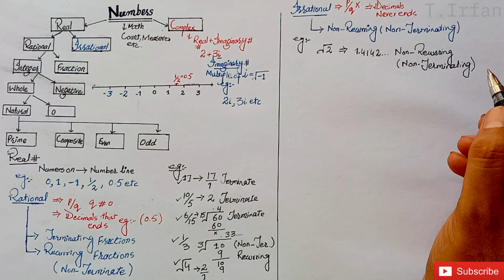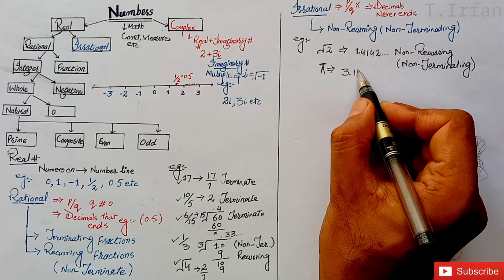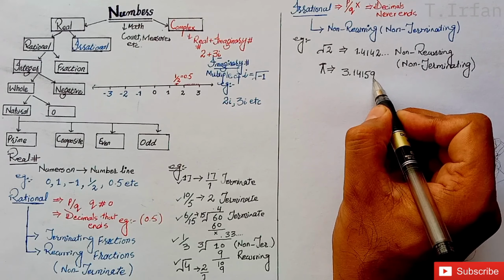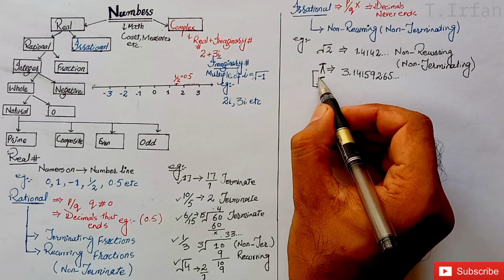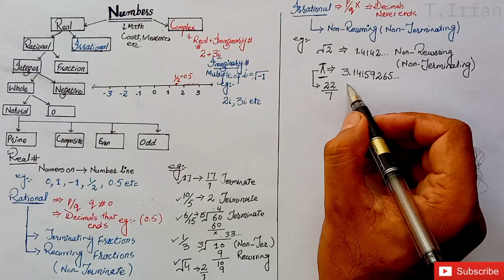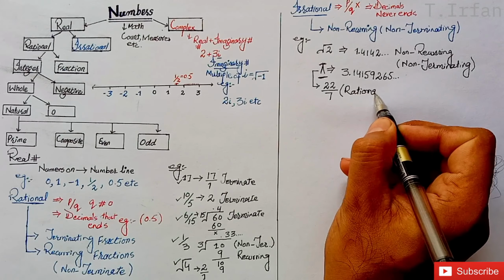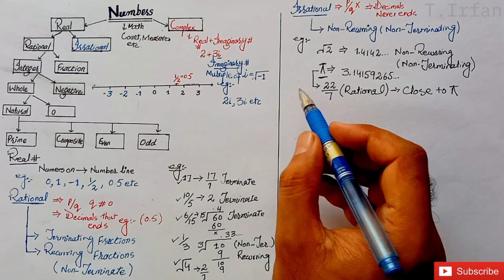Pi is another irrational number. Here, this is non-recurring and non-terminating. We often consider the value of pi as 22/7. This is a rational number. This is not the exact value of pi but very close to the value of pi.